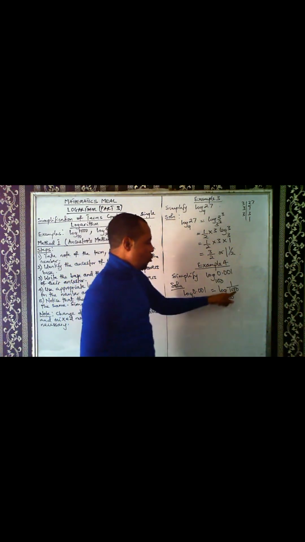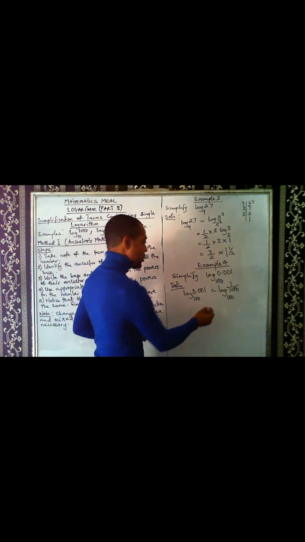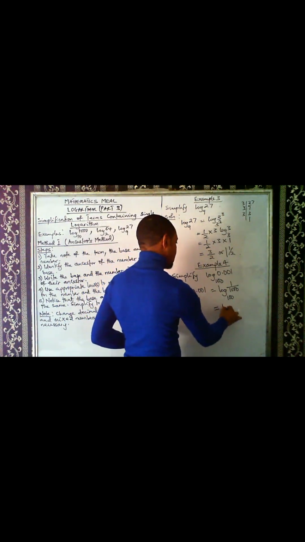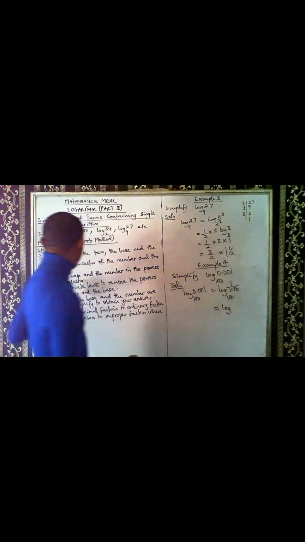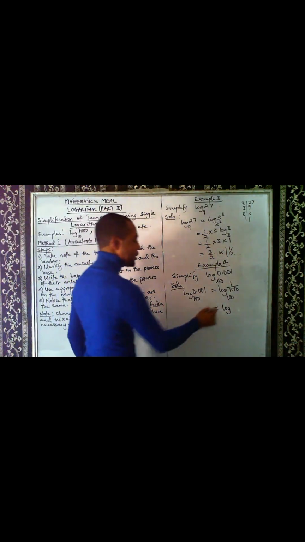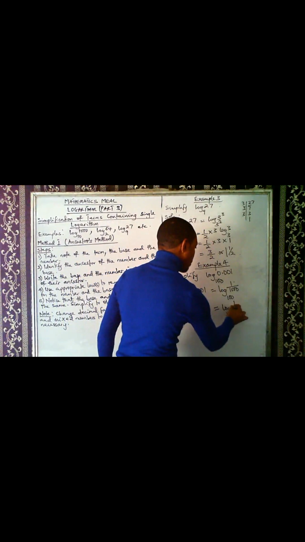The ancestor of 1000 is 10, and the ancestor of 100 is also 10. So let's go to their ancestor. So log, they say identify the ancestor, and the ancestor is 10. Write the base and the number in the powers of their ancestor. So if I write this, it's going to be 1 over 10 raised to power what? 3. And 100 is 10 raised to power 2.